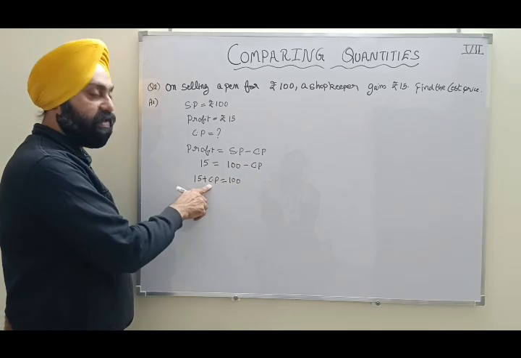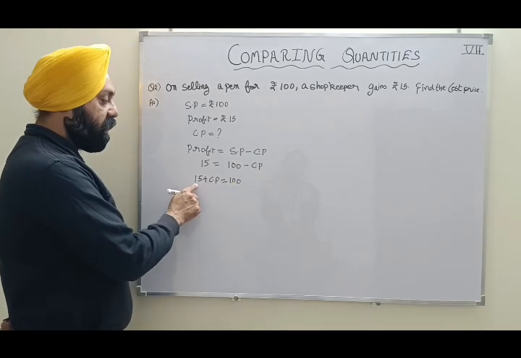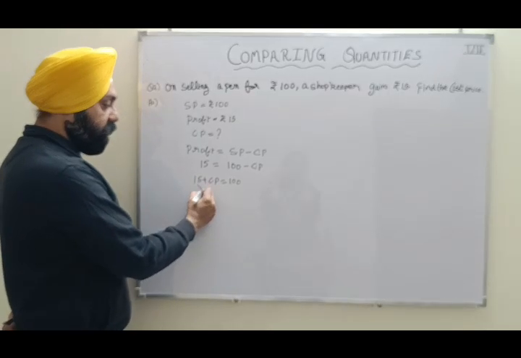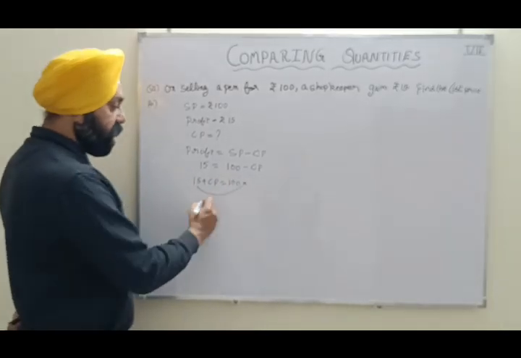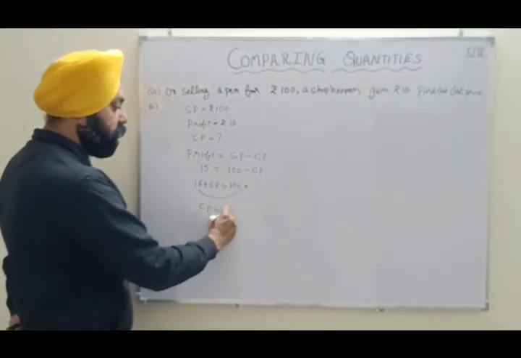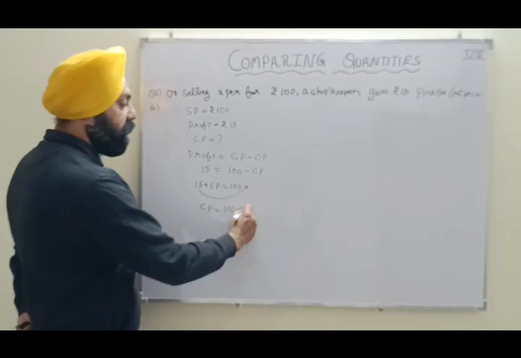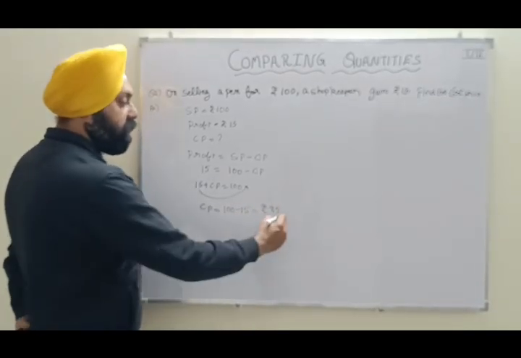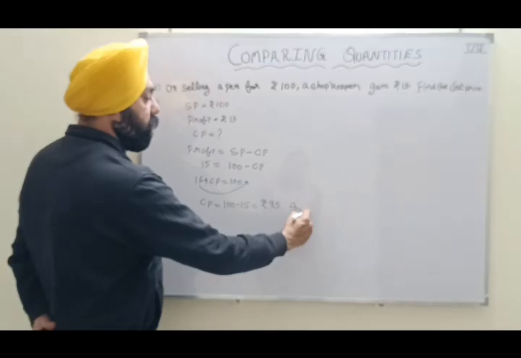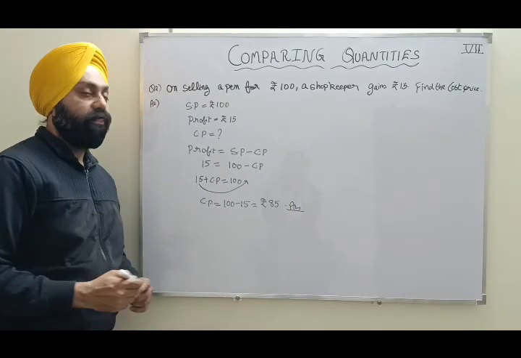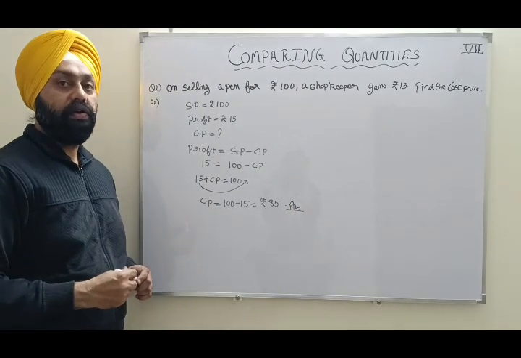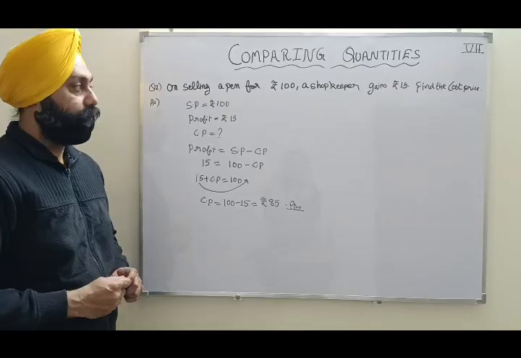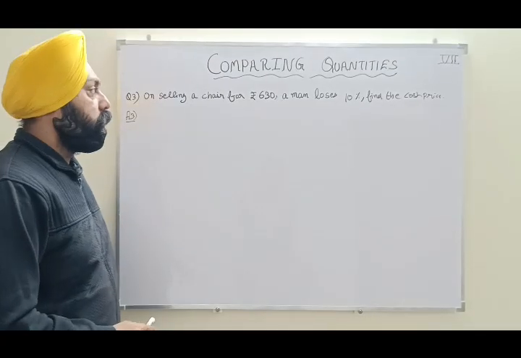Now what is extra with CP? It is 15, which is getting added. So it will go there and get subtracted. So CP is equals to 100 minus 15 is equals to rupees 85. So this is our answer. If you know the formulas, you can solve any question. Moving on to the next question.